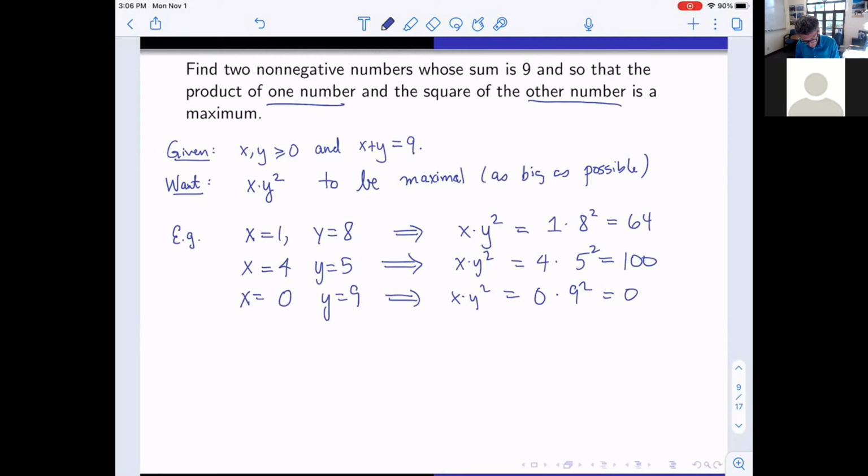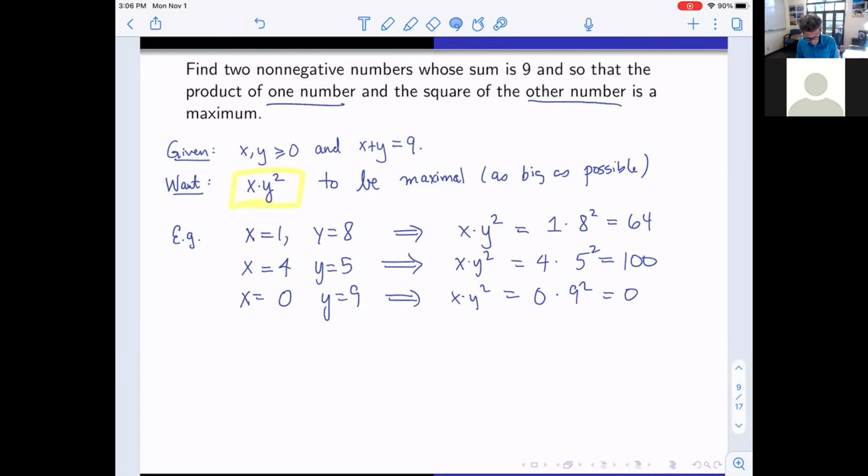You may also have a question, right? You may also be wondering, when I wrote down x times y squared, why didn't I write down y times x squared? It just says the product of one number and the square of the other number. And that's a good question. But because of the symmetry of this situation, if one number is 4 and the other number is 5, we just have the two numbers. And so I'll tell you what, we'll see that when we go further down the line.